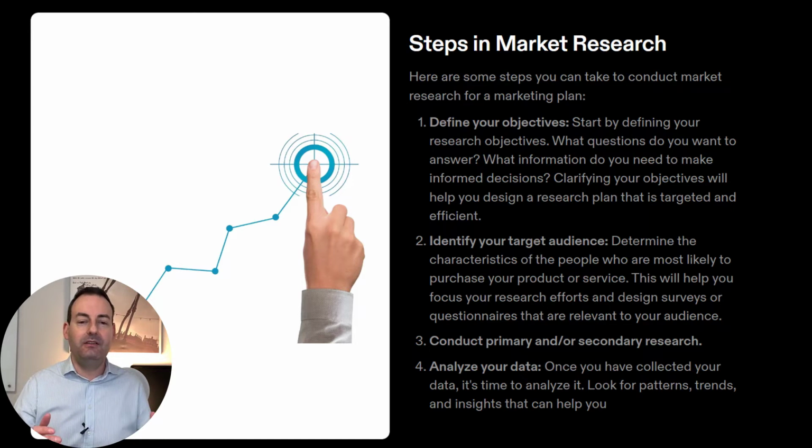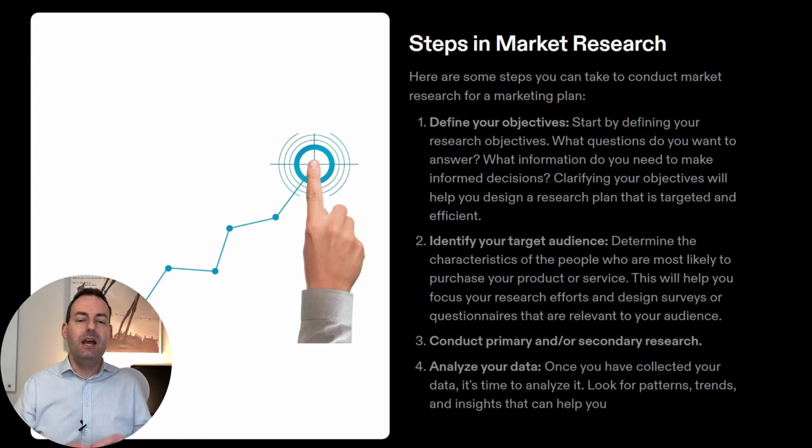By clarifying your objectives, you'll be able to design a research plan that's targeted and efficient. Don't just go out and start asking people questions and firing out surveys and questionnaires. Be targeted. What are the questions that you need answered? What are the objectives for your business? And then what questions do you need answers to achieve those objectives for your business? So number 1, define your objectives.